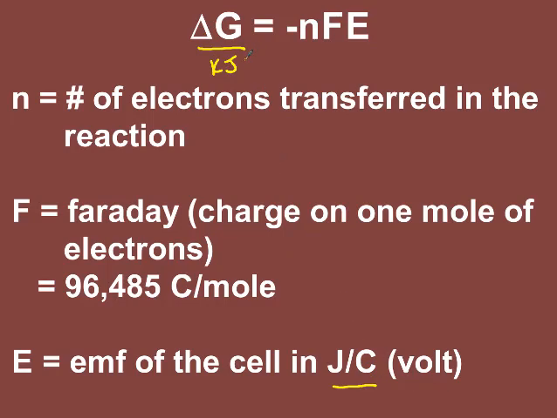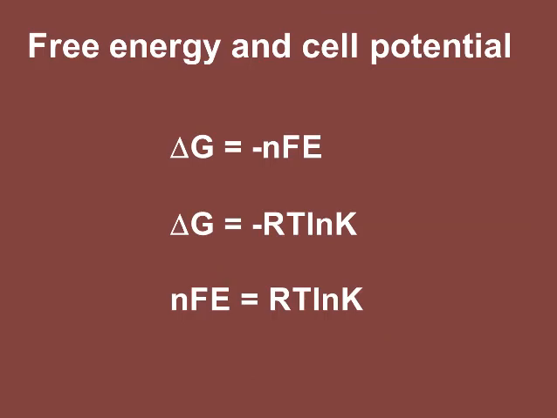It's much easier to convert your kilojoules to joules and then use your E cell as it is without having to convert that unit. Here's our new equation. Delta G is equal to negative nFE. In thermodynamics, we said delta G is equal to negative RT ln K. So combining those two, we have nFE equals RT ln K, which relates our E cell to our K value. So if we know E cell, we can calculate our equilibrium constant.